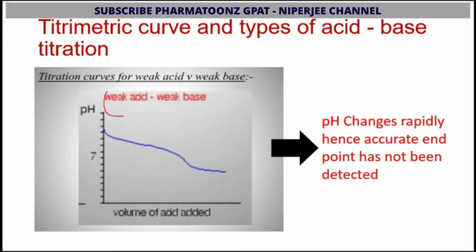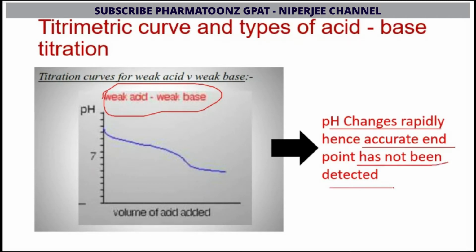And this is a curve between weak acid and weak base. As you know, the reaction does not proceed well, so the pH changes rapidly and an accurate endpoint cannot be detected. Whenever you observe such a curve, it is a curve of weak acid and weak base. An accurate endpoint or equivalence point is not observed with a weak acid and weak base.